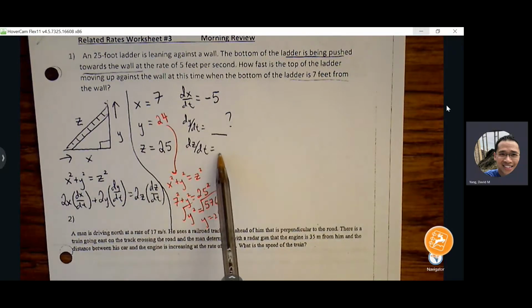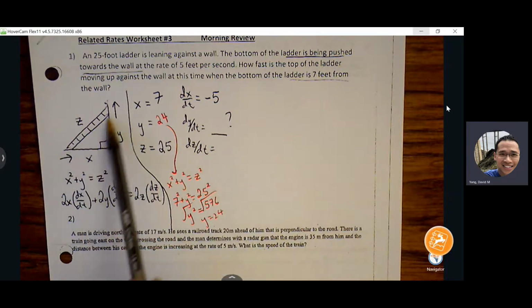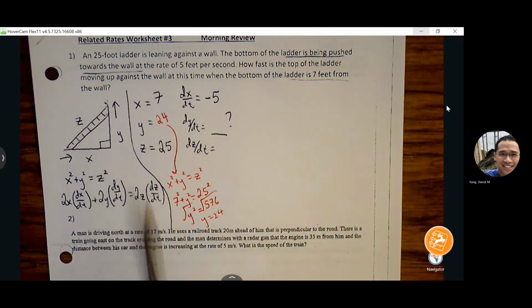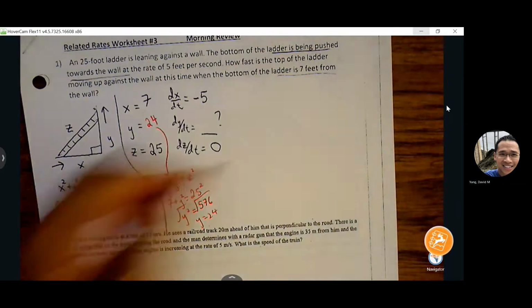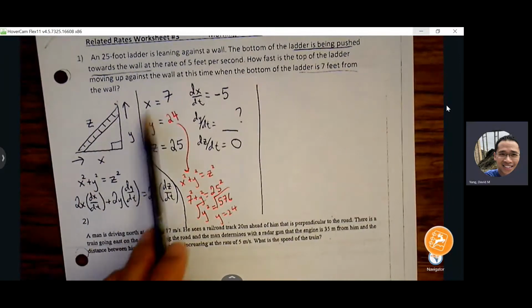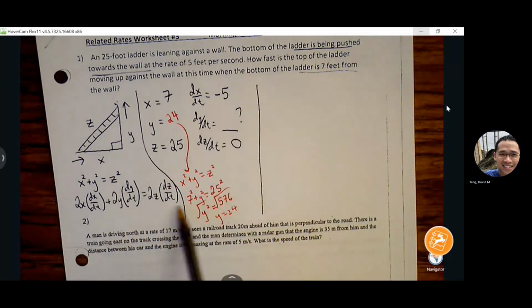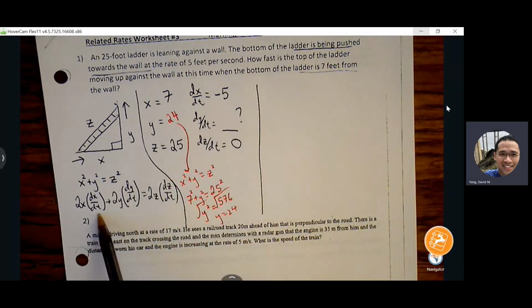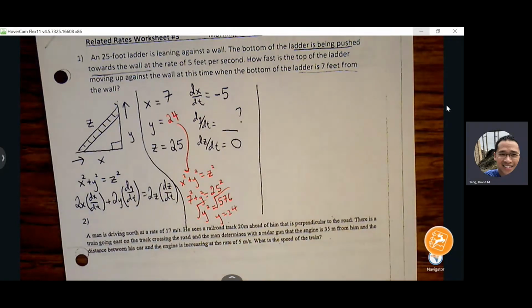Let's see. Still, what's dz/dt here? The rate of change of the ladder. 0, right? It's staying 25 the entire time. Okay, so we start entering information in. 7, 24, and 25 all get inserted into our equation. dx/dt is -5. And then we solve for dy/dt.